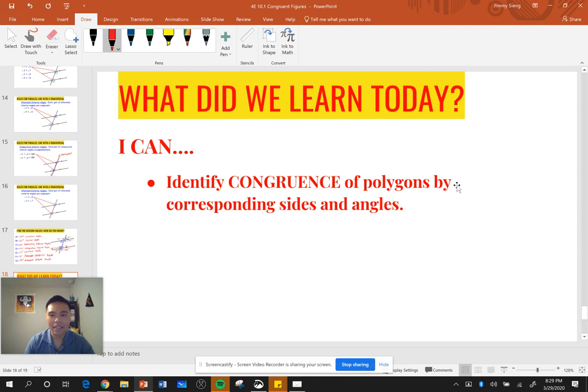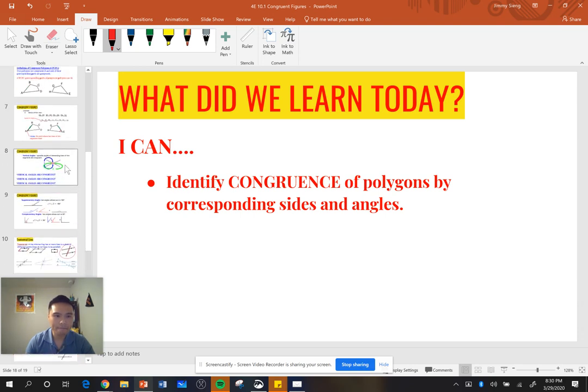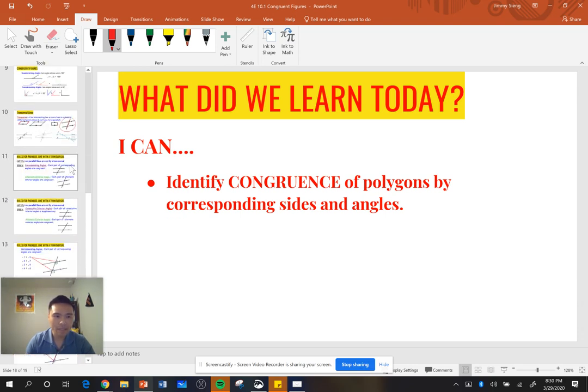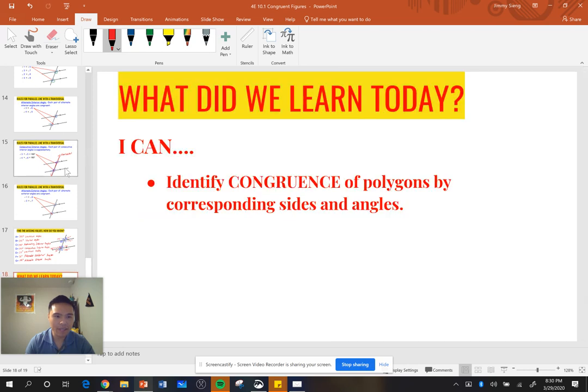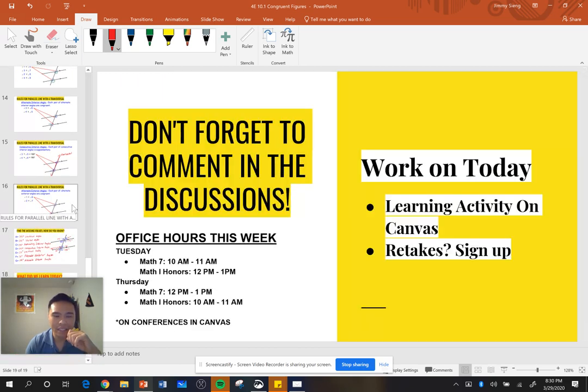But what did we learn today? We learned that we can identify congruence of polygons by corresponding sides and angles. Remember some of those definitions. Vertical angles are always what? They're always congruent. And I also know that if I have a transversal line and two parallel lines, then I can look at four different things. I can look at the corresponding angles, the alternate interior angles, the alternate exterior angles, and the fourth one, can't remember, the consecutive interior angles, when you're adding them together and make 180 degrees.